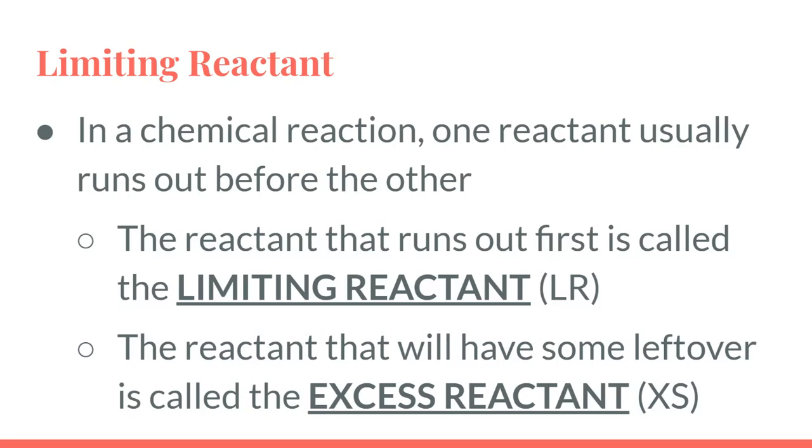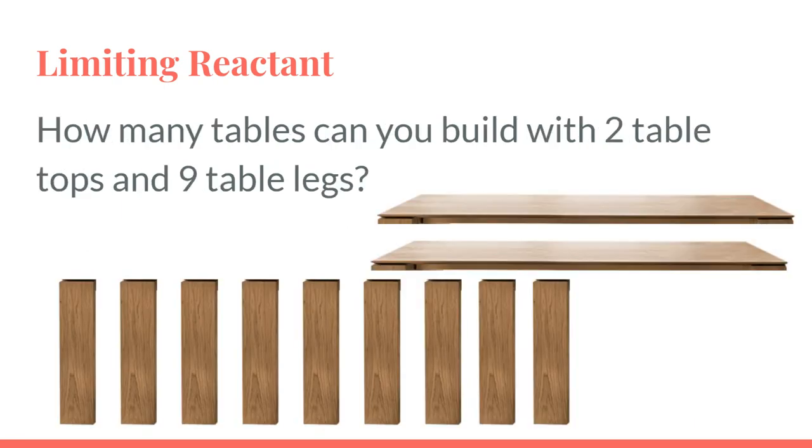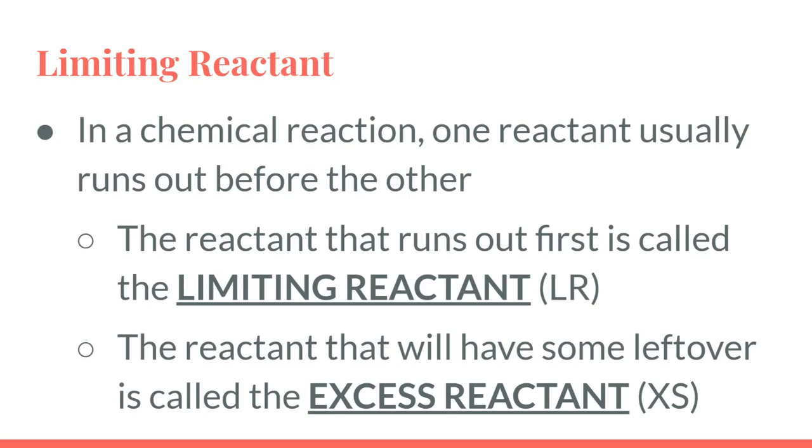In a chemical reaction, one reactant usually is going to run out before the other one does. The reactant that runs out first is called the limiting reactant, which you might see abbreviated as LR, and you are free to use that abbreviation. The reactant that is going to have some left over, like the leftover table legs in the last slide, is called your excess reactant, and you might see that abbreviated as XS for obvious reasons.